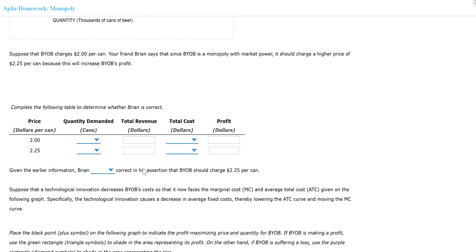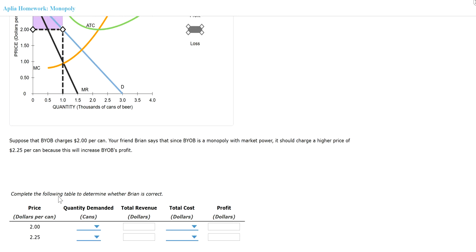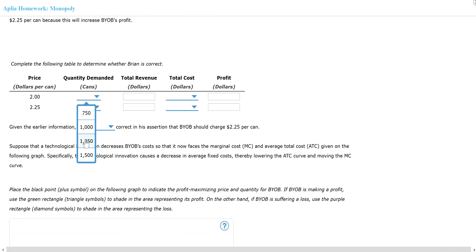All right, and next, complete the following table to determine whether Brian is correct. So suppose BYOB charges $2 per can. Your friend Brian says BYOB is a monopoly with market power. It should charge a higher price of $2.25 per can because this will increase BYOB's profit. All right, so at $2, our quantity is 1,000 units.